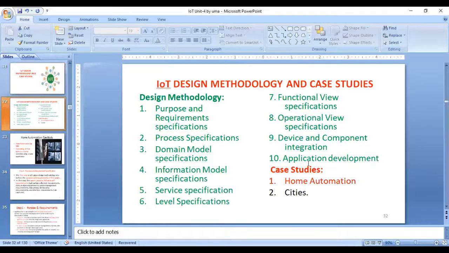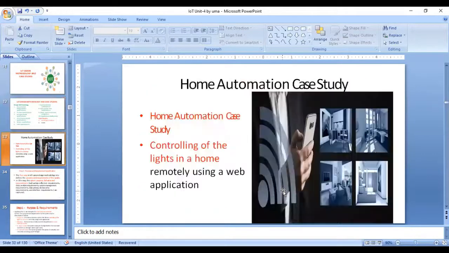In the previous session, we discussed the design methodology's 10 steps. Now, you are going to learn about the home automation system case study by using this design methodology. The home automation system case study. In this case study, you are going to learn about controlling the light in a home remotely using a web application. That means by using a mobile phone or automatic sensors, we will control our home system.